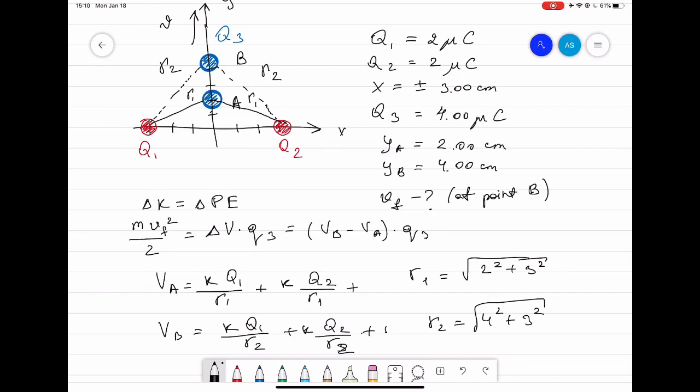So once you calculate V A and also V B, then you can plug those numbers into this equation, and you can find what is V final. Okay.